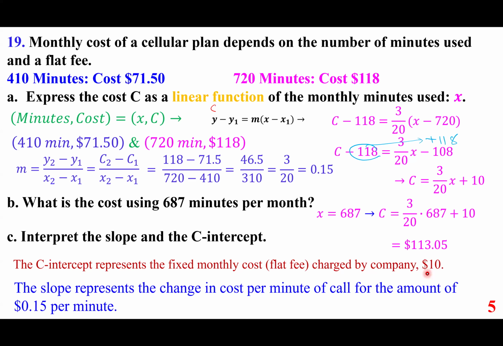The slope, which is 3/20 or 0.15. The slope represents the change in cost per minute of call for the amount of $0.15 or 15 cents per minute, meaning any additional minute will cost us 15 cents. So for example, 10 minutes, we are going to add $1.5 to this fixed cost. That's the idea.